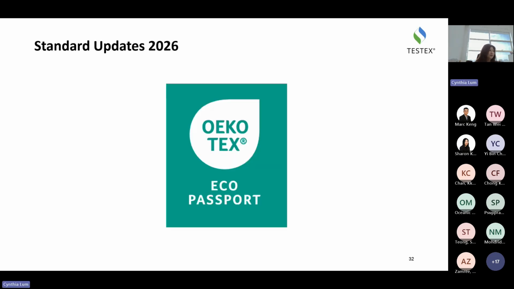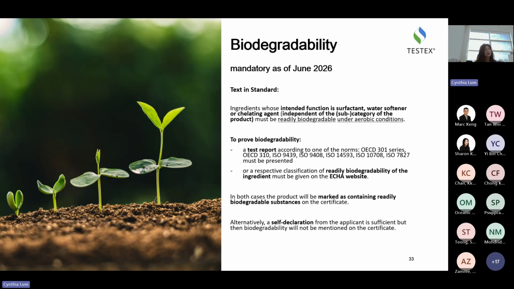For Eco Passport, this update. So we are talking about biodegradability. So I think we have started on this topic since last year. As of June 2026, it becomes mandatory. So it is the only new regulation for ECP.